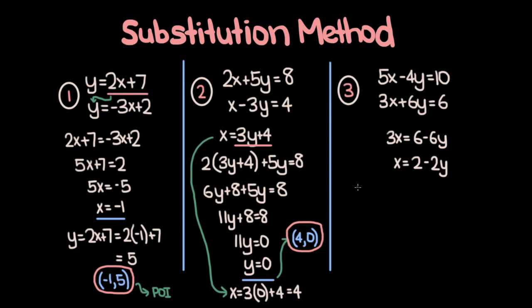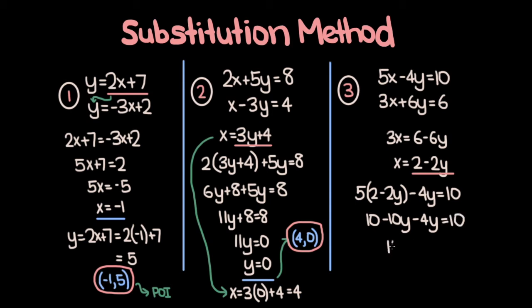Now from our first equation, we know that 5 times x, which is 2 minus 2y, minus 4y, equals 10. So let's expand this term again, we get 10 minus 10y, minus 4y, is equal to 10. Now let's combine like terms. We get that 10 minus 10y minus 4y, so minus 14y, is equal to 10. And if we subtract 10 from both sides, we get that negative 14y is equal to 0, and so y is equal to 0 as well.